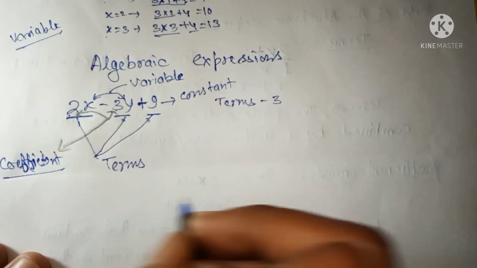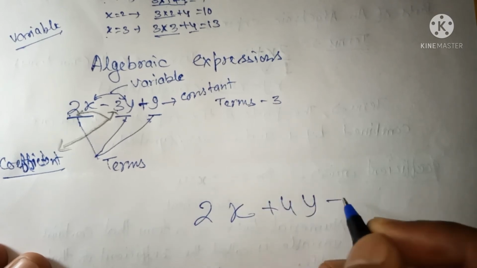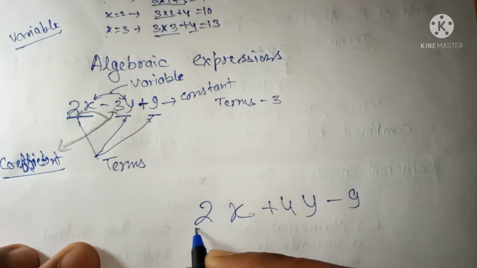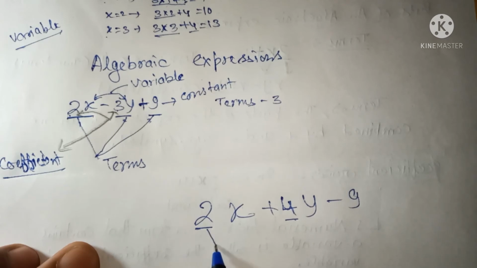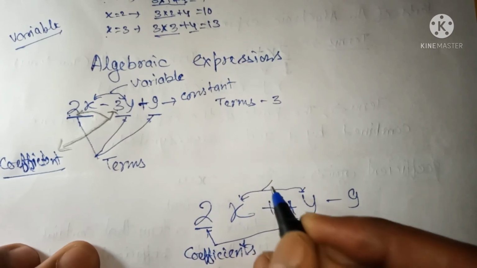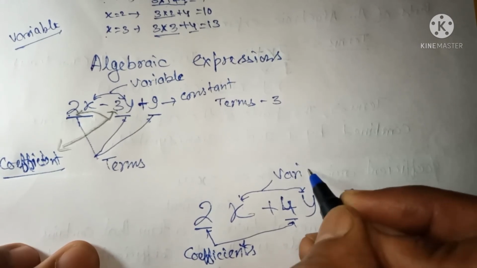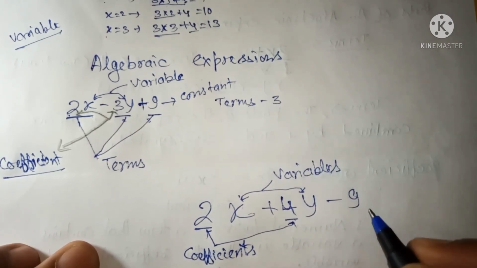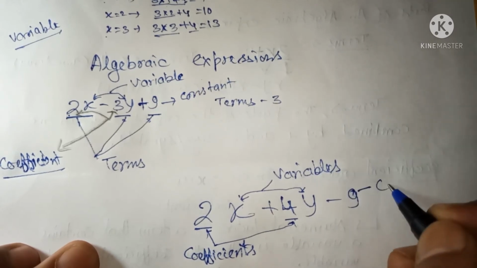Taking one more example, 2x plus 4y minus 9. Here 2 and 4 are connected with variables. These two are coefficients. x and y are unknown values which can vary according to the condition. So both are variables. 9 can't change its value, so it will be a constant.